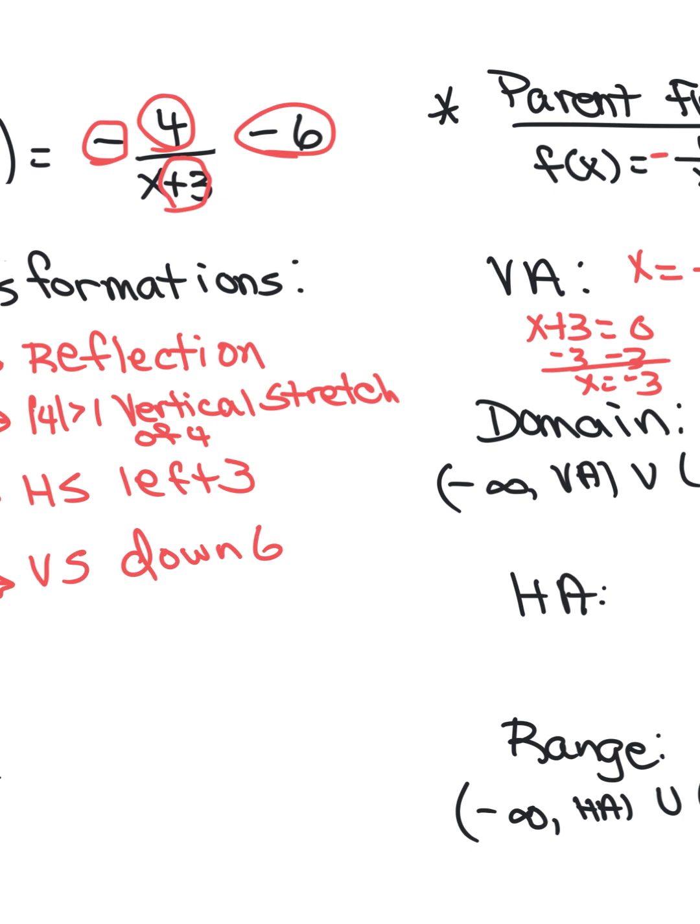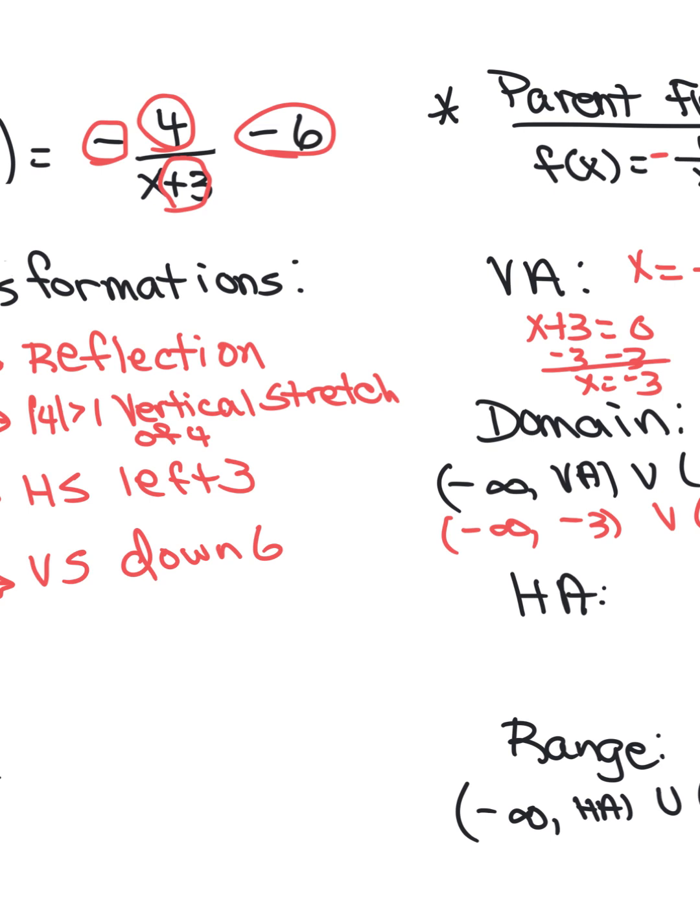The domain is always going to be from negative infinity to the vertical asymptote, union vertical asymptote to infinity. So my domain is going to be from negative infinity to negative 3, union negative 3 to infinity.